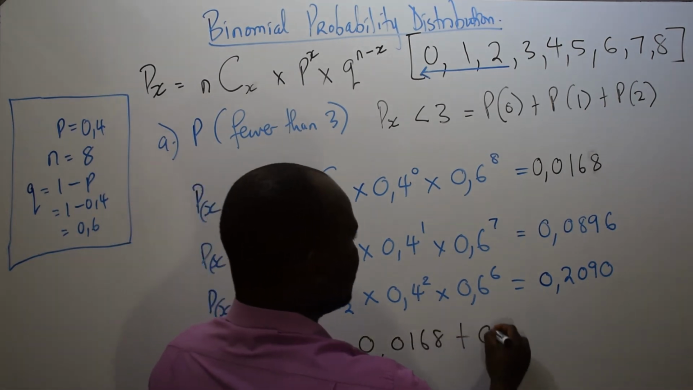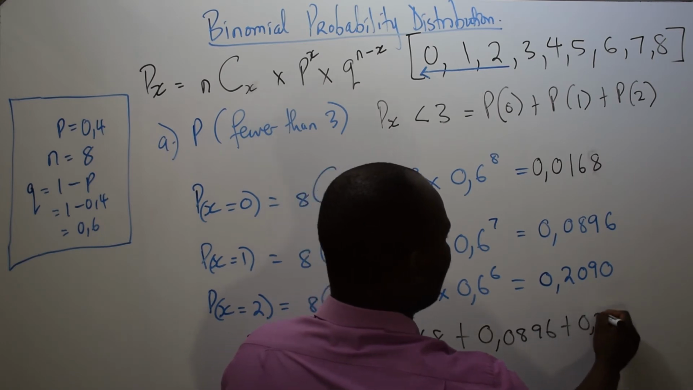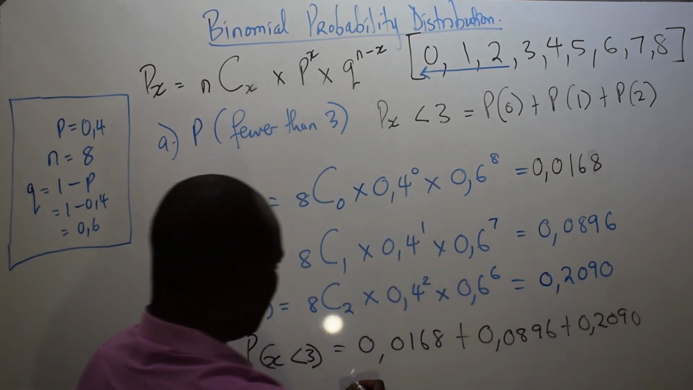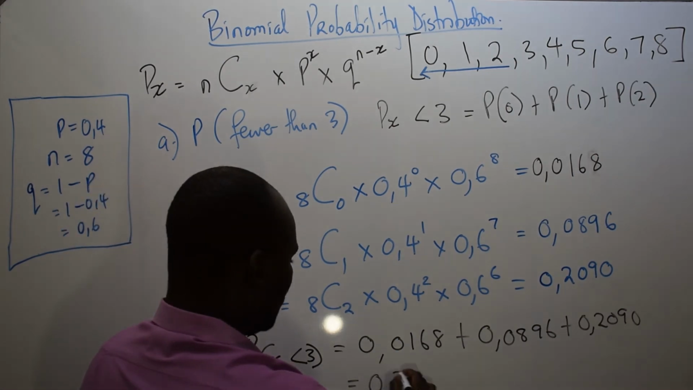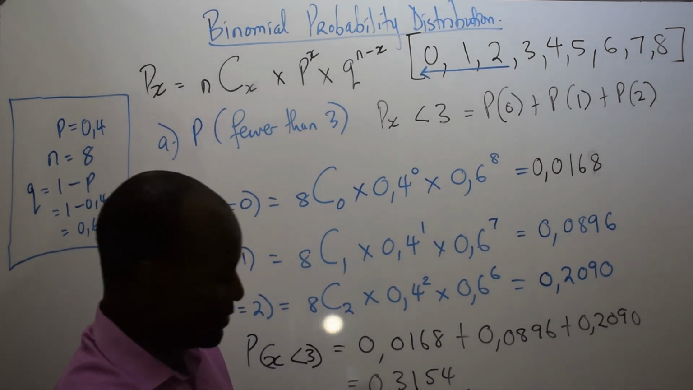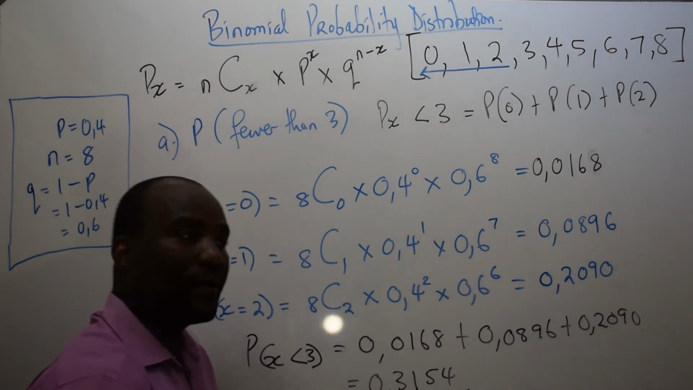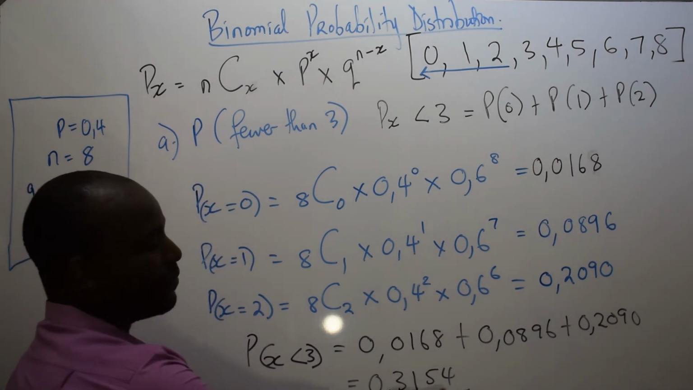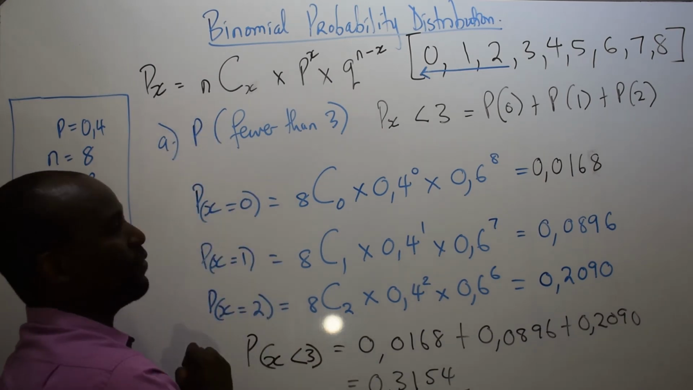0.0168 plus 0.0896 plus 0.209. So this would be equal to 0.3154. So the probability of making sales that are fewer than 3 would be equal to 31.54%. So that's how you combine and solve your A.